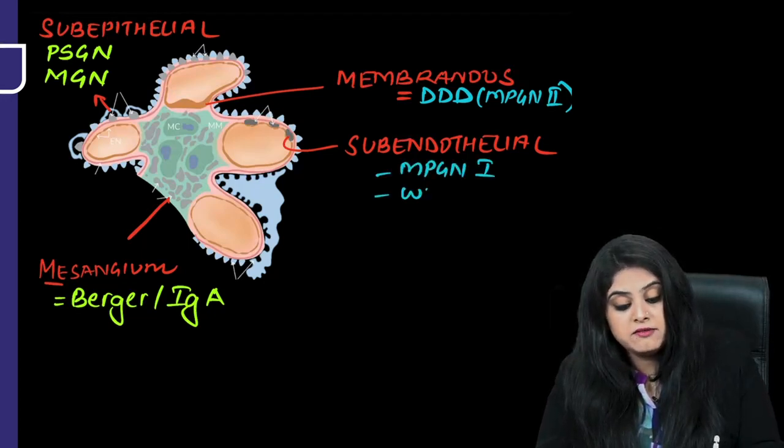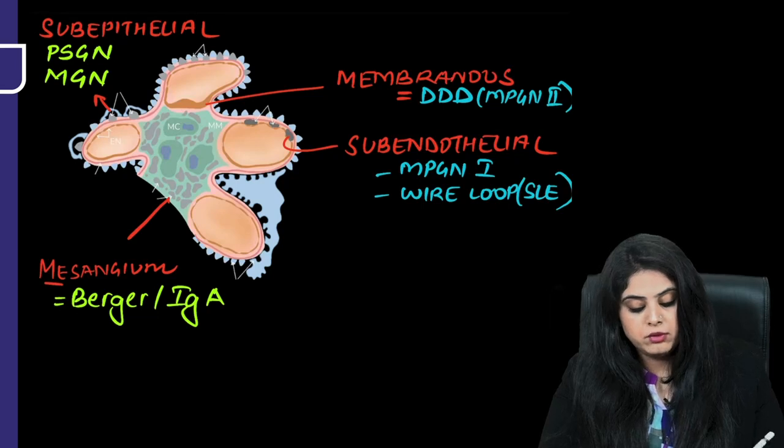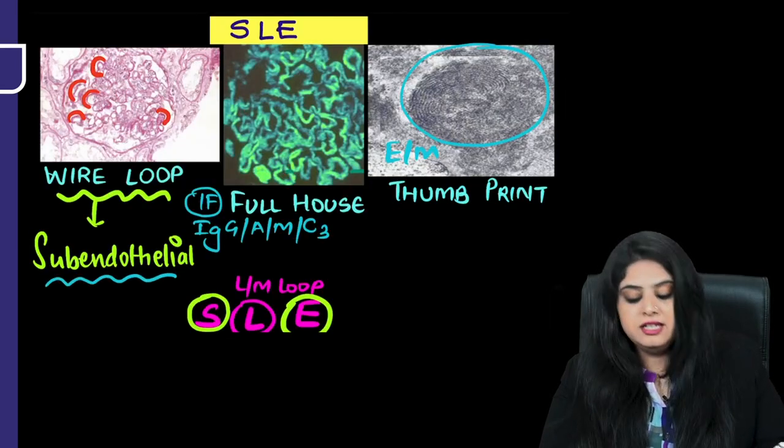I'm also left with that wire loop lesion. That wire loop lesion that we did in SLE, that was also subendothelial for the time being, right? If you want, you can revise. That was also subendothelial. So it's done, simple.